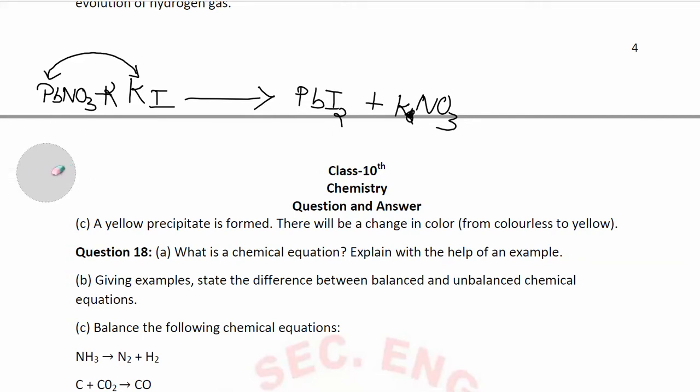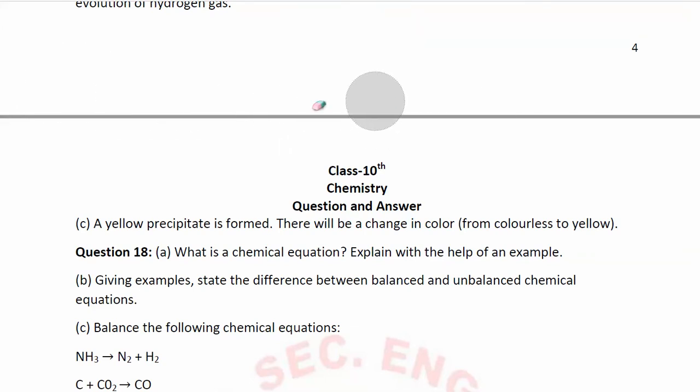So this will be the reaction, and this PbI2 will appear as a yellow precipitate. From colorless, the solution will become yellow colored, which shows that the reaction has taken place and lead iodide has been precipitated. Okay, let's move further and see the next reaction.